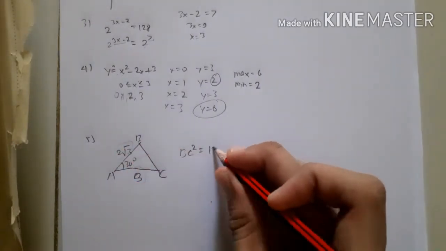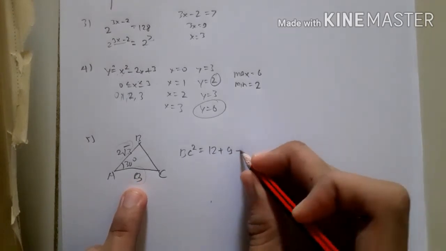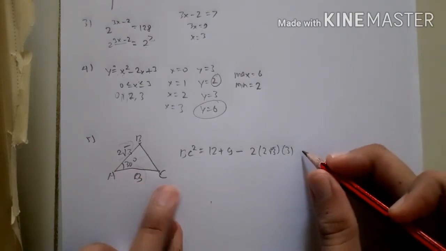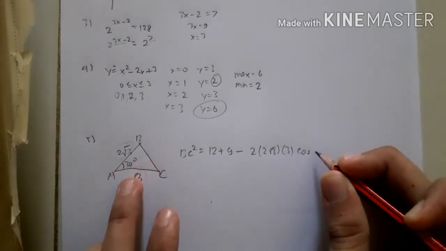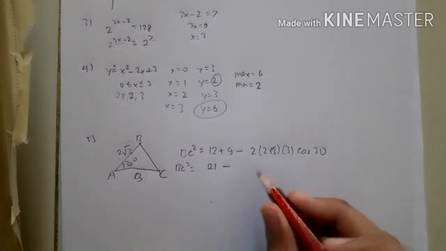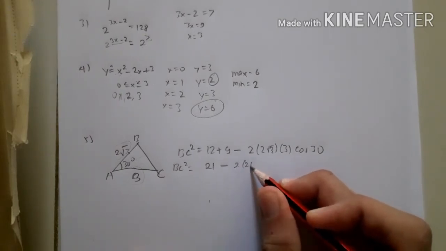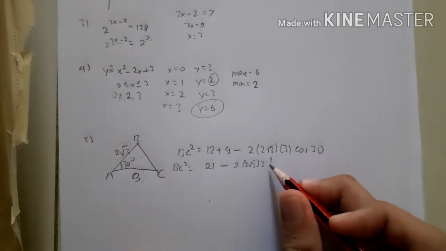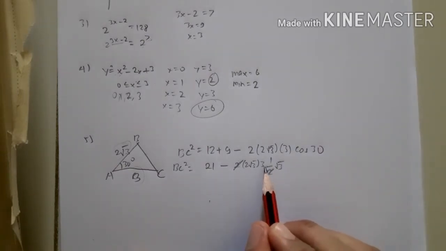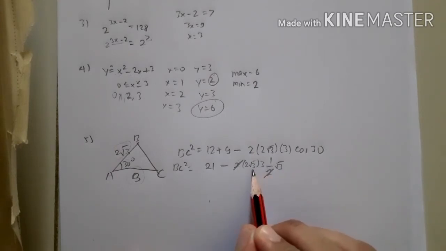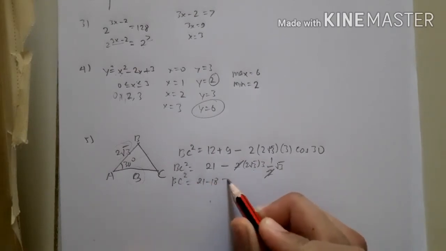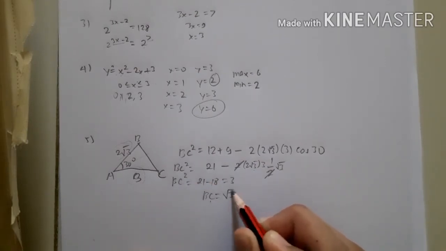So 2 root 3 squared is 12, plus 9, minus 2 times 2 root 3 times 3 times cosine of the angle. So BC squared is 21 minus 2 times 2 root 3 times 3. Remember that cosine 30 is half root 3, so this is crossed out. This is 3 times 3, which is 9, and 9 times 2 is 18. So BC squared is 21 minus 18, which is 3. So BC is root 3.